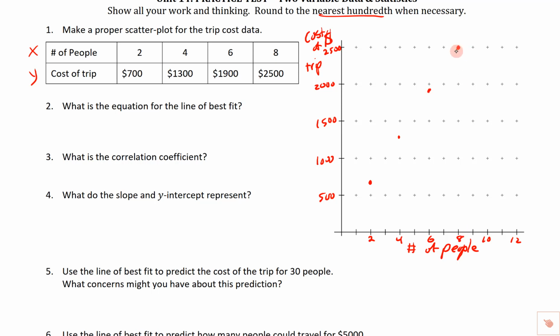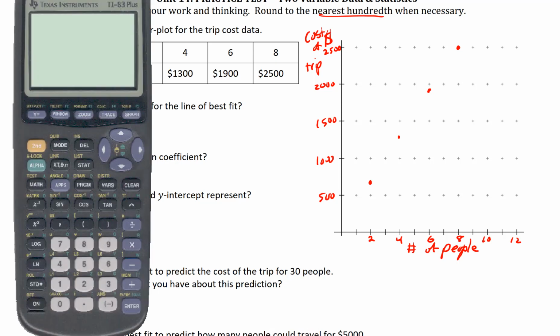So that's what that looks like, and it says, what is the equation for the line of best fit? Well, we could do the old school method of picking one on the high end and one on the low end, but we can use the calculator on this one. So let's go ahead and pull up the calculator. I'm going to grab the TI-83. I've already put the data in here just to save us a little bit of time.